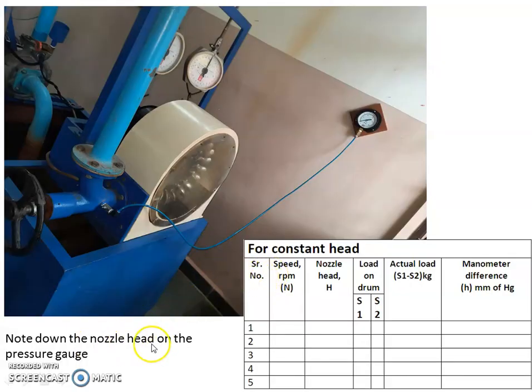Next we will have to note down what is the head of water. So the nozzle head will be noted down with the help of the pressure gauge which is fixed over here on the wall. That means the head of water which is flowing has to be noted down. That is nothing but the nozzle head. Here this pressure gauge will give us the reading in terms of kg per centimeter square, and since we will have to find out nozzle head, we have to convert it in terms of meter of water by multiplying the value which we get from the pressure gauge by 10.